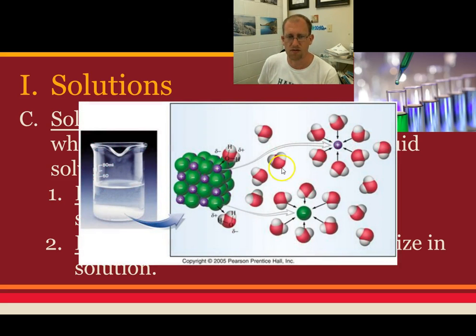So here's a picture again. This is salt crystals. Here's water molecules. The salt breaks down into small bits, and the ions are surrounded by water molecules. So a positive sodium ion is going to be surrounded by the negative parts of the water molecule, and a negative chlorine ion is going to be surrounded by the positive parts of a water molecule, and that's how we make a solution. That's the process of solvation.